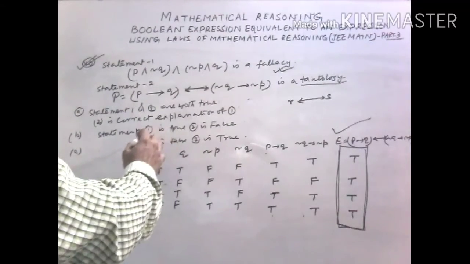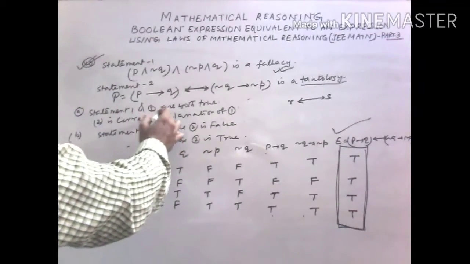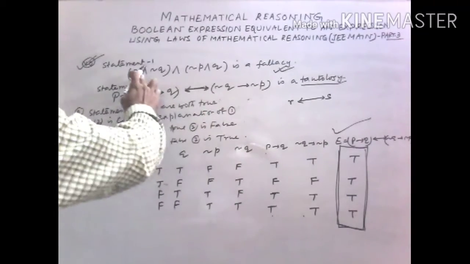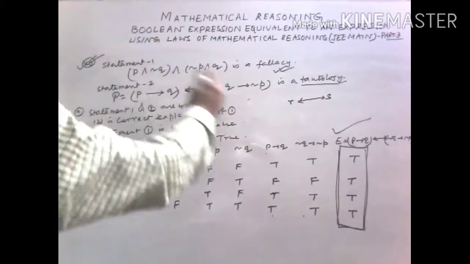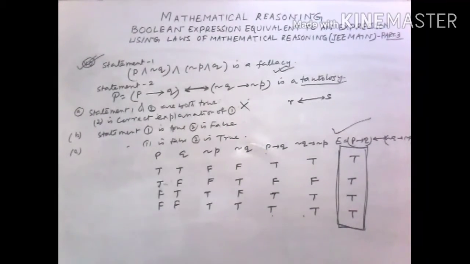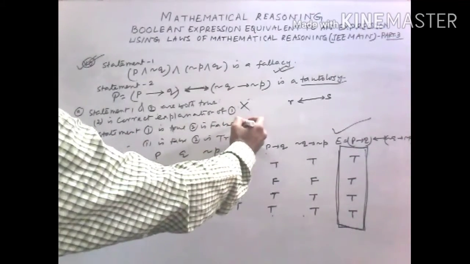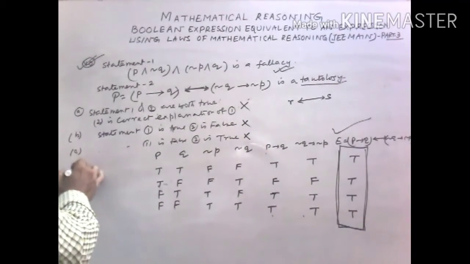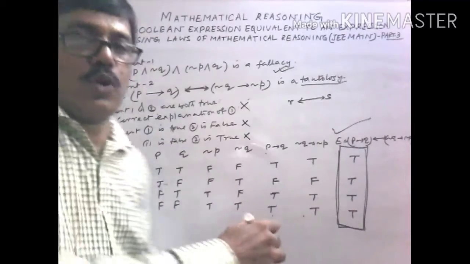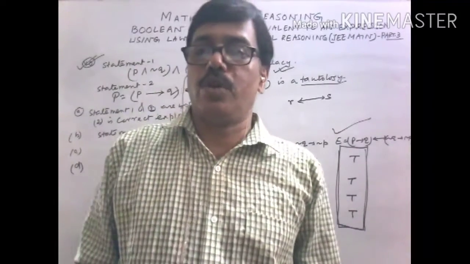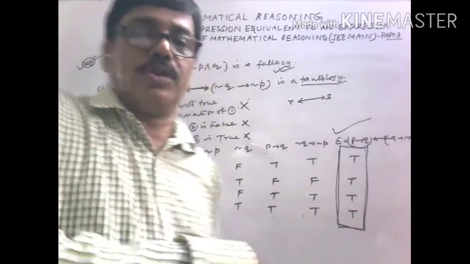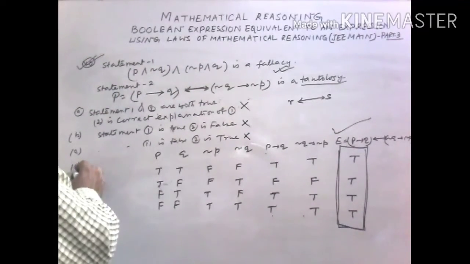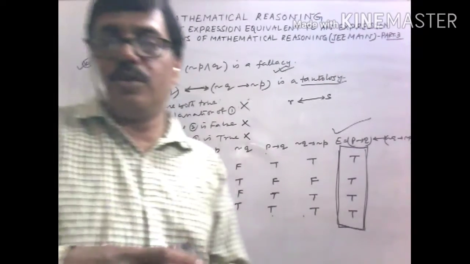Our option: statements 1 and 2 are both true, and 2 is the correct explanation of 1. We are not using statement 2 to prove 1. So this is not the correct option. Both statements are true, so C is not true. So D: statement 1 and statement 2 are both true, and statement 2 is not the correct explanation of statement 1. So D is correct.